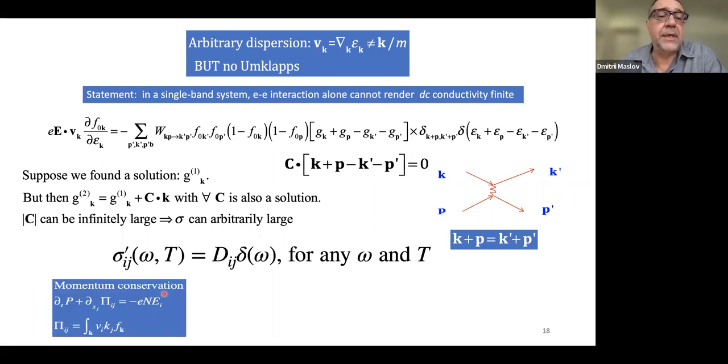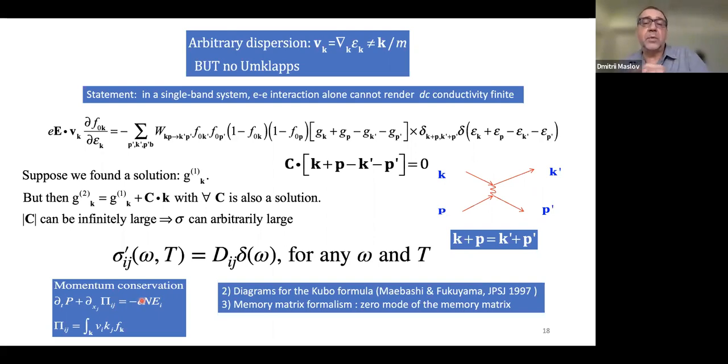Another way to see it is that in a system with conserved momentum, the integral of the collision integral with momentum vanishes. I can just take this equation, multiply it by the momentum and integrate, and it will give me a momentum conservation law by which the time derivative of the momentum will be proportional to the total force acting on all of my electrons. That means that the momentum of the system will move under the action of this force, and there will be nothing to stop it. So what I gave you is one way to see the necessity for umklapps.